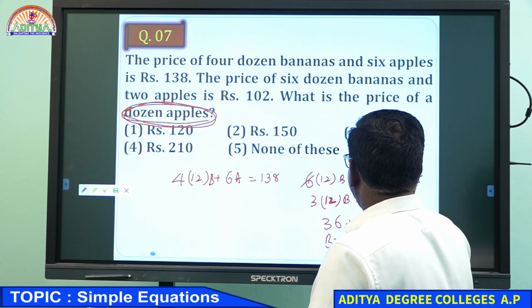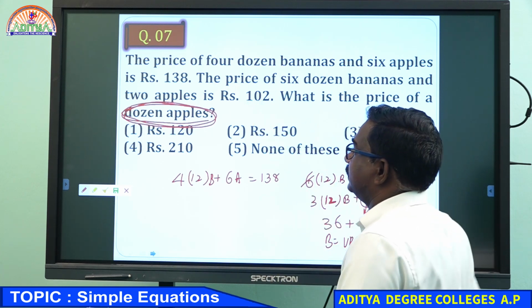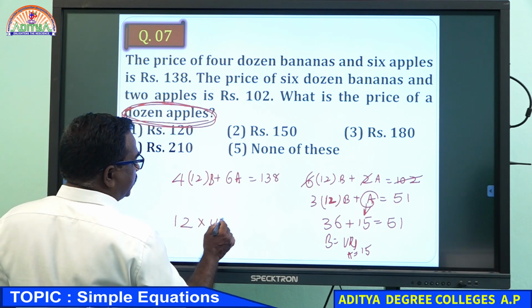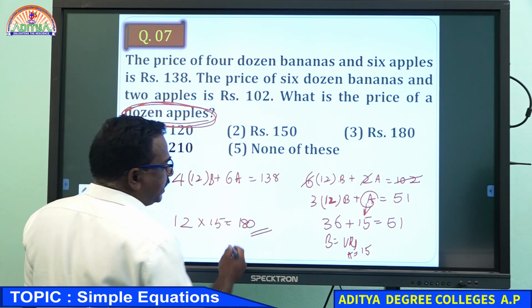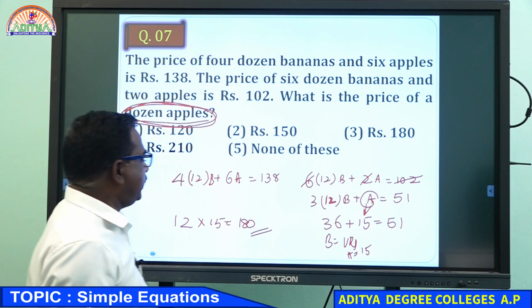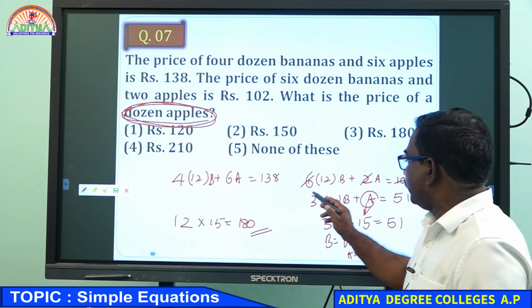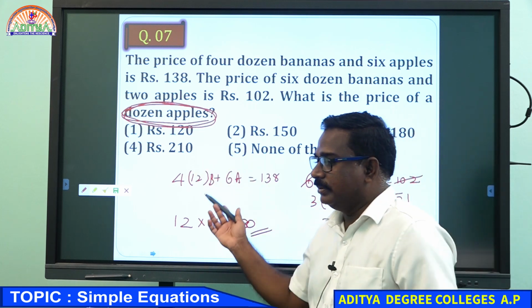So 1 apple is 15 rupees, and it is asking for a dozen apples. A dozen means 12, 12 into 15, that is 180 rupees. Very easy one. No need to solve any equation, we can take this equation or that equation.